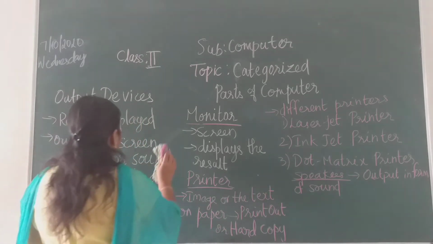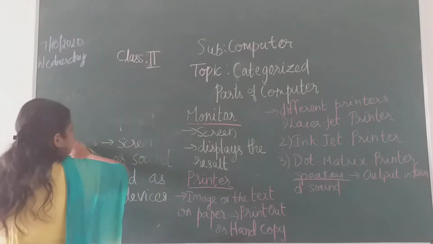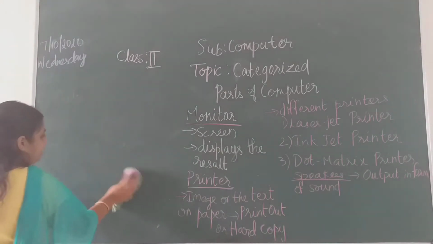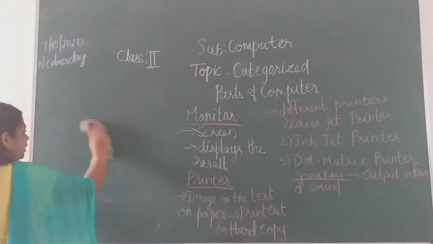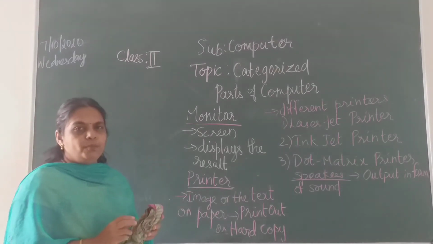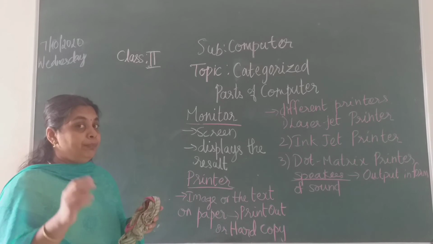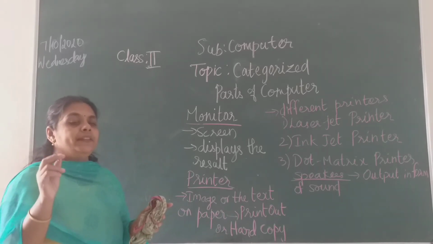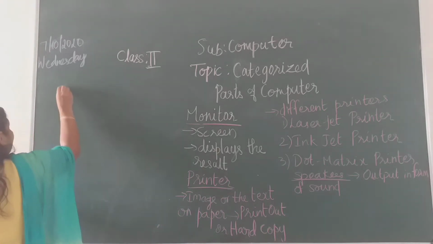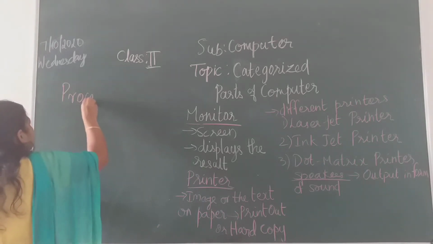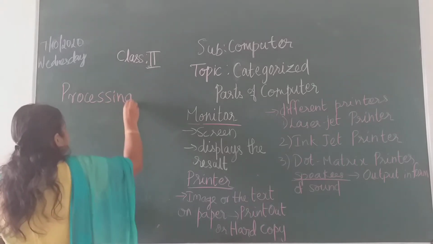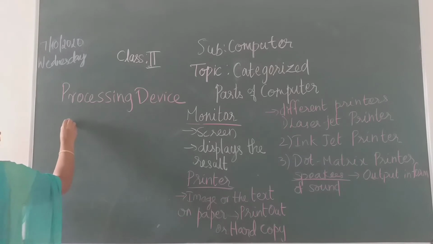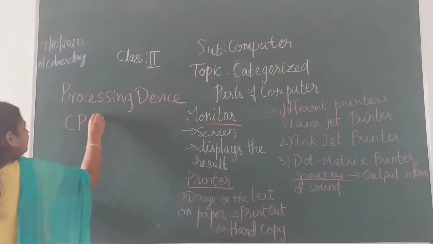The next one we are going to see is the processing device. We have seen a computer with attached parts: keyboard, mouse, monitor, and one more important part which carries out all the instructions. That is your processing device. Which part is that? It is the CPU.